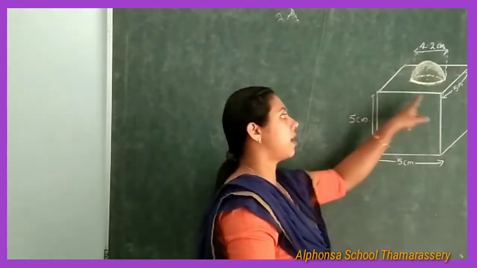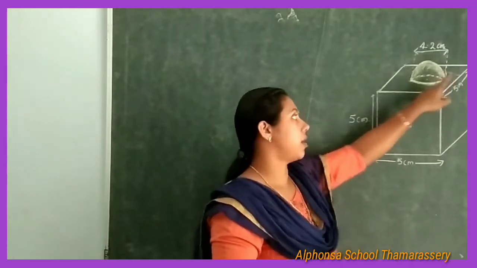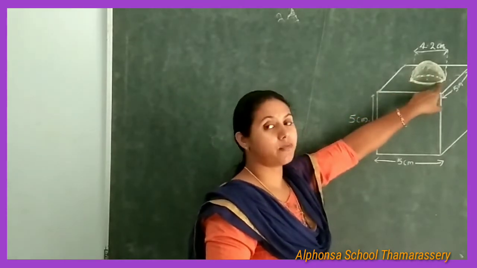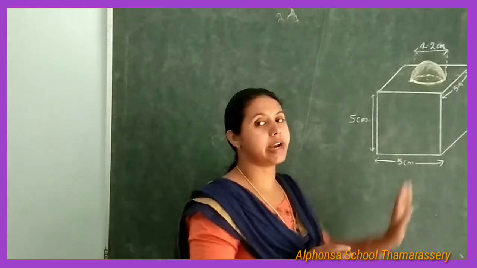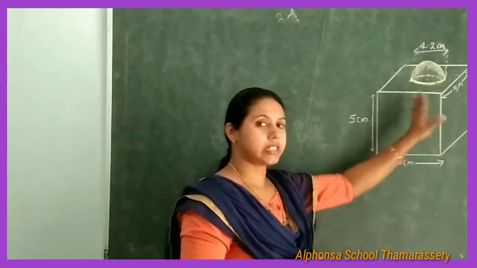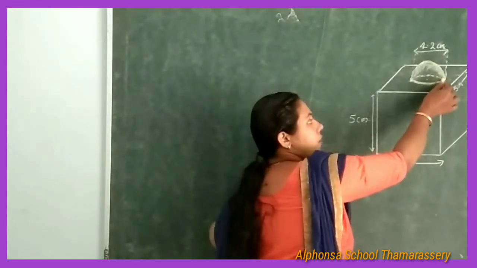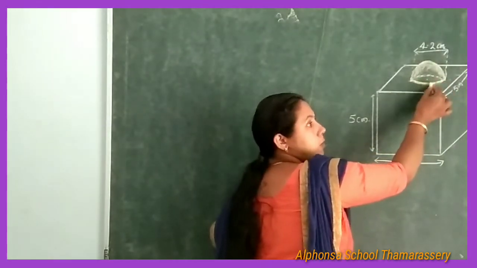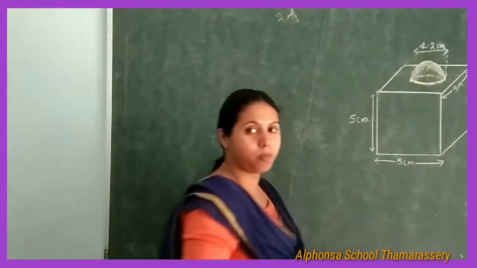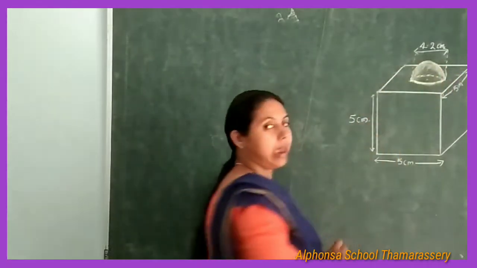We know the face area of this cube is a square. Area of one face is a square. From that area, we want to subtract the base area of the hemisphere. That part is not included in this total surface. So, first you have to find the total surface area of cube, that is 6a square. From that area, you can subtract the base area of the hemisphere, that is pi r square. This pi r square you can subtract from the whole area of the cube. You will get the remaining portion plus the curved surface area of the hemisphere.